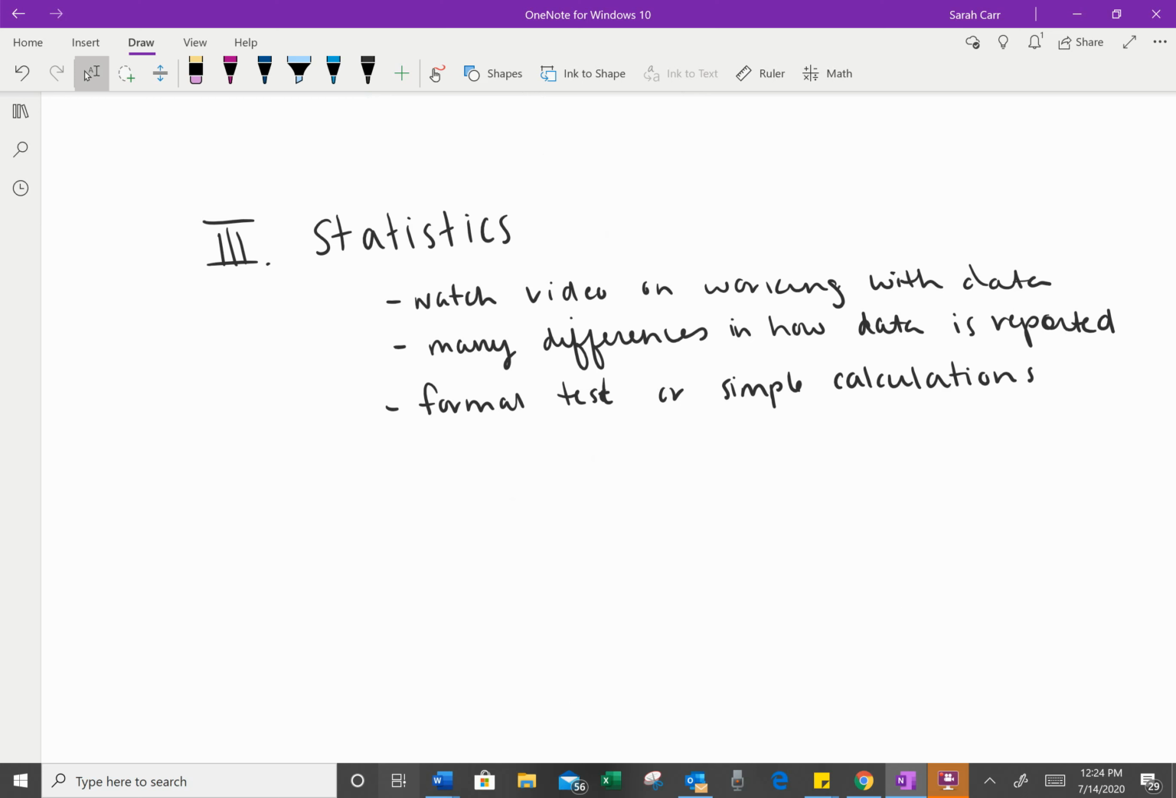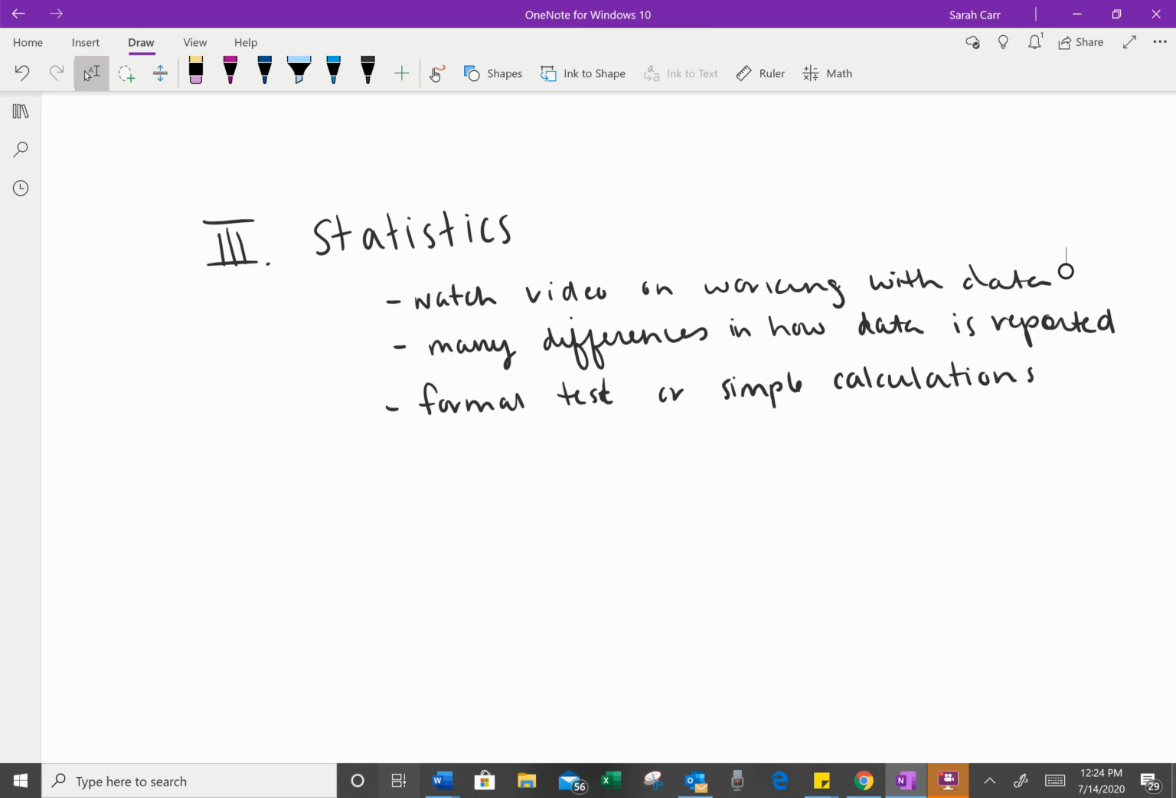There's going to be many differences in terms of how the data and the statistics is reported. For some of you in the class, you may be able to use a simple formal test such as a t-test, but most of you are probably going to have simple calculations of just calculating the means, which is the averages of your responses. Right, so that's the basic outline. Please use this outline when you are writing your materials and methods for this course.